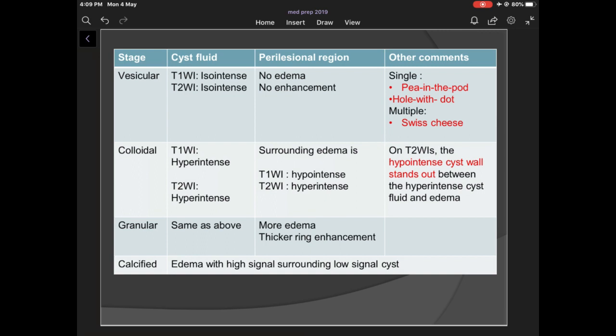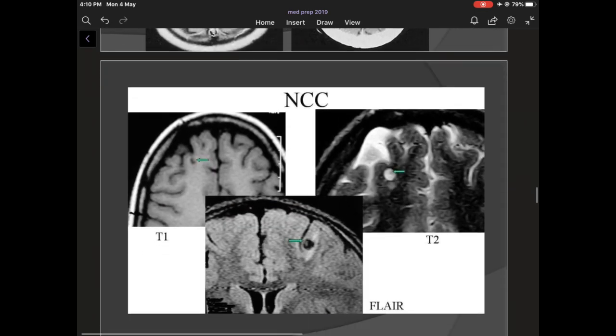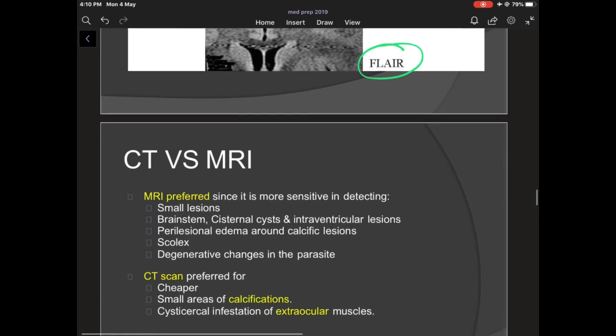Now in MRI also we have these four basic stages: the vesicular stage, followed by a colloidal stage, followed by a granular stage, and followed by a calcified stage. You can take a screenshot of this table, and if it helps you, remember it by heart. If it does not help you, then just leave it. This is more of a radiologist kind of thing. This is neurocysticercosis in T1 weighted image, T2 weighted image, and FLAIR sequence.